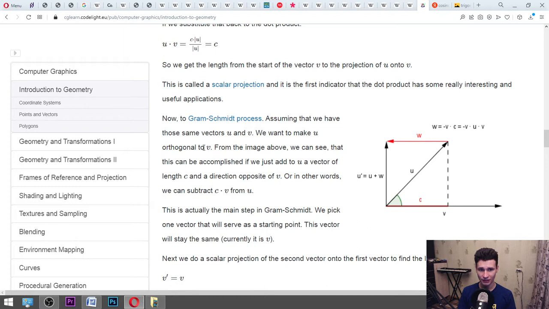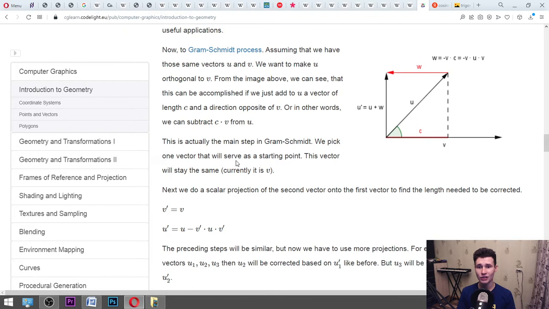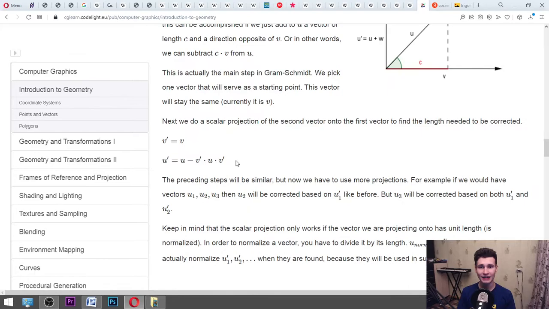From the image above, we can see that this can be accomplished if we just add to u a vector of length c and a direction opposite of v, or in other words, we can subtract c v from u. Okay, this is actually the main step in Gram-Schmidt. We pick one vector that will serve as a starting point. This vector will stay the same. Currently it is v. Okay, points and vectors.